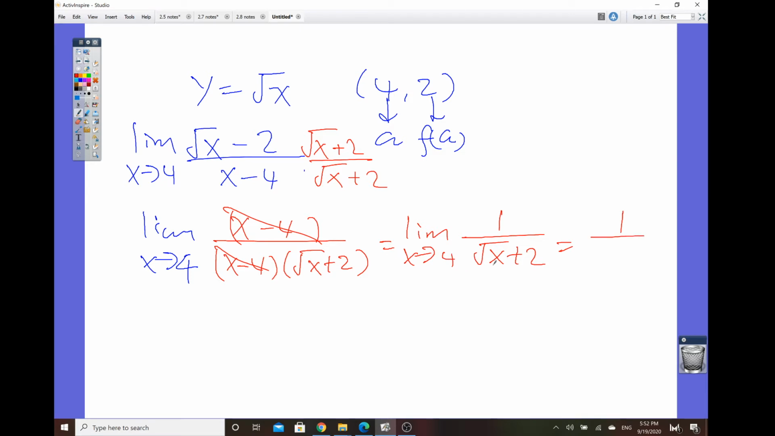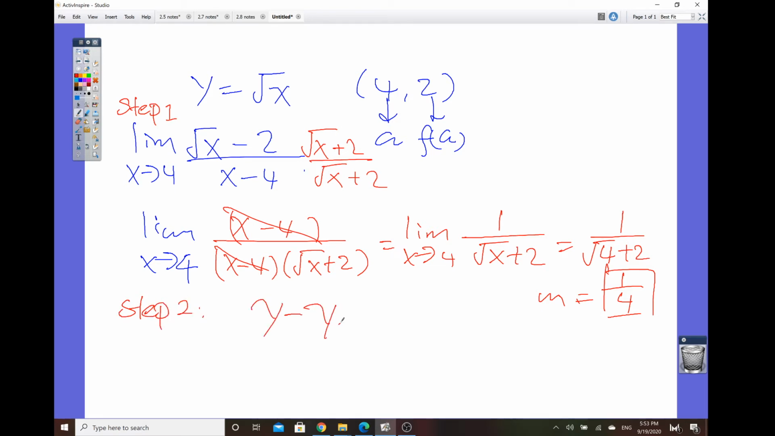So x equals 4, so 1 over square root of 4 plus 2. So it's 1 over 2 plus 2, which is what? 4. 1/4. But this one is just the slope, the slope at the point, the instantaneous rate of change. So this one is supposed to be m. And now using the point slope form, we can find the equation of a tangent line.